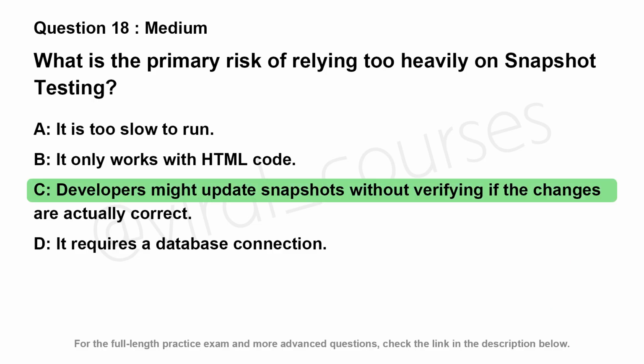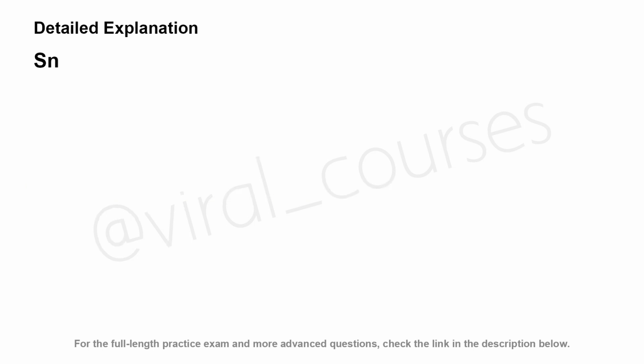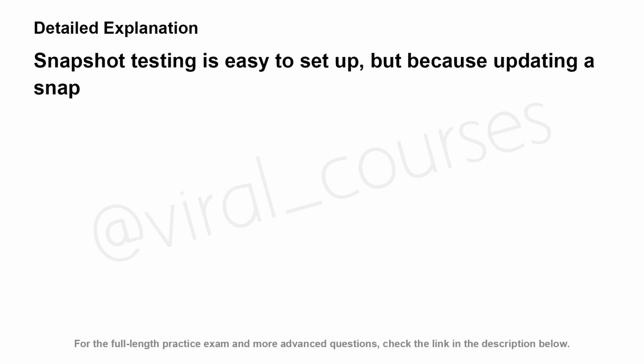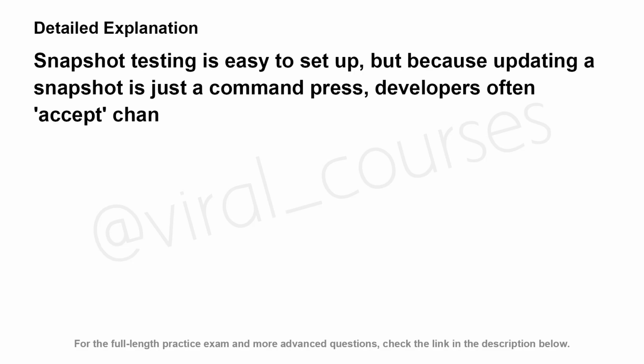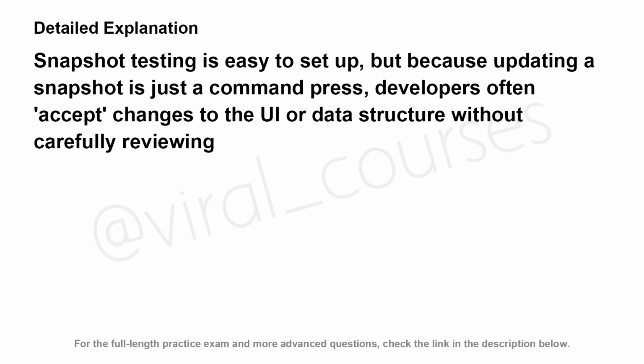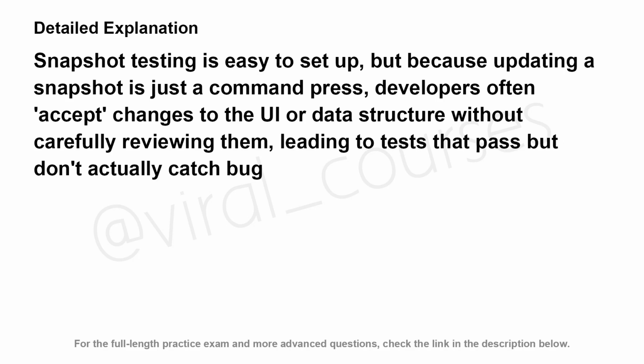The correct answer is C. Snapshot testing is easy to set up, but because updating a snapshot is just a command press, developers often accept changes to the UI or data structure without carefully reviewing them, leading to tests that pass but don't actually catch bugs.